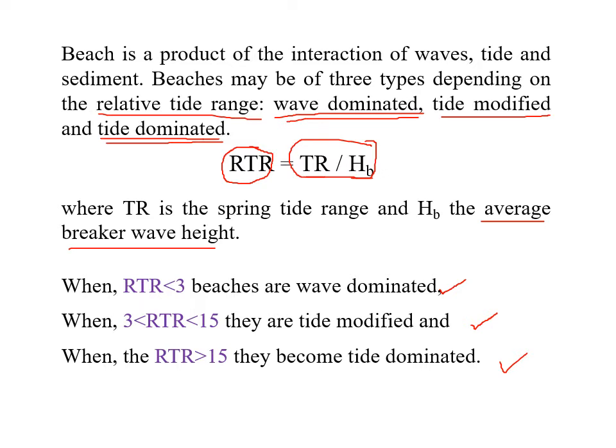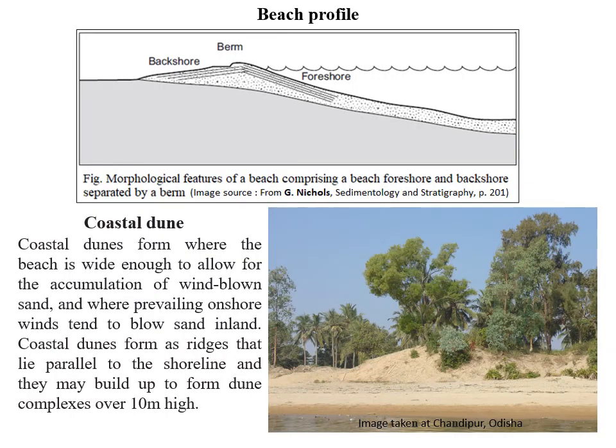Now, if we look at the beach profile that I already told, that is the cross section from land part to the marine part, we can see that the beach is basically formed by two parts. One is the backshore part, another is the foreshore part. So the foreshore part is that portion of the beach which is the seaward part, and this portion regularly faces the swash and backwash activity. So it is the portion from mean low tide level to mean high tide level.